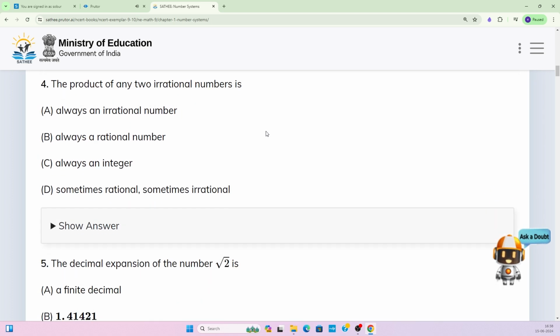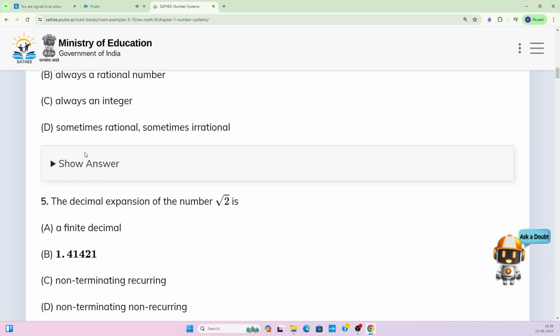In the next problem, we have: the product of any two irrational numbers is what? In option A, we have always an irrational number. In option B, always a rational number. In option C, always an integer, and in option D, sometimes rational and sometimes irrational. Let us check which option is correct.